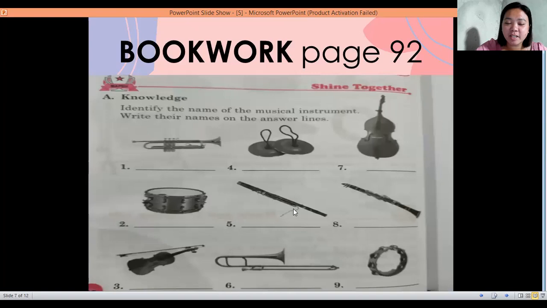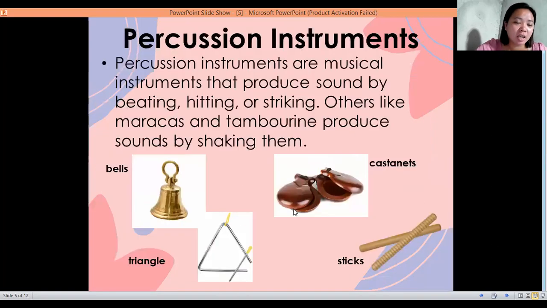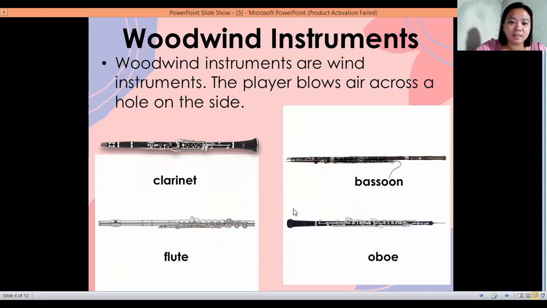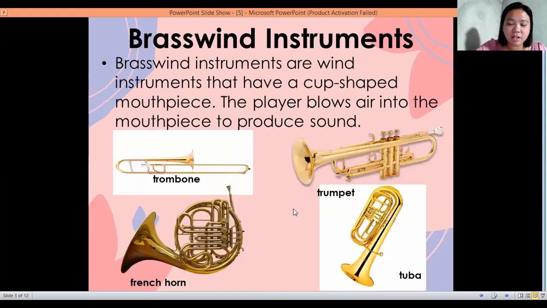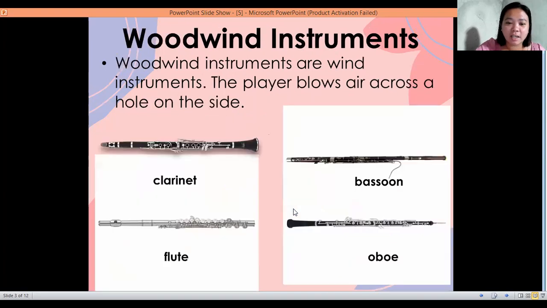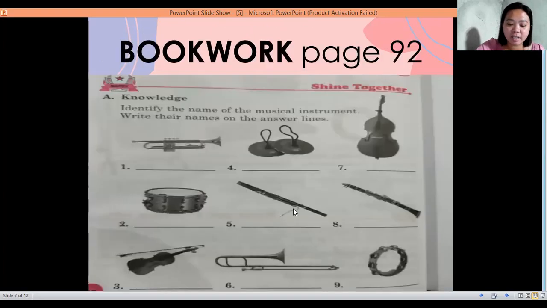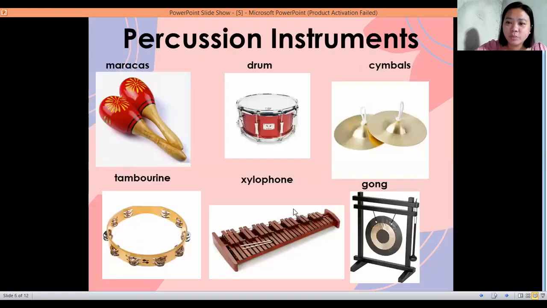Of course, this one is a brass wind. There, find it. What is the name of that instrument? Okay, done? Next, number seven, another type of string instrument. It's the big one. Okay, done. Now for number eight. Is this one a woodwind, brass wind, percussion, or string?